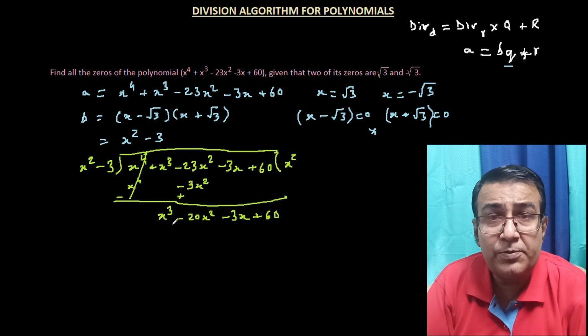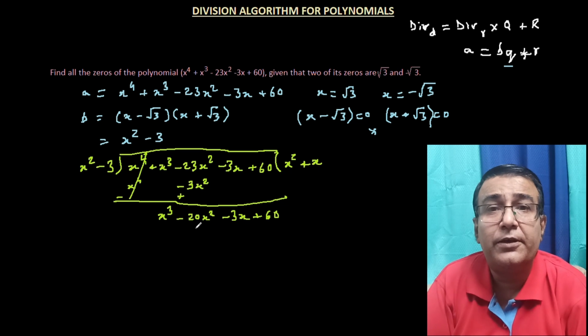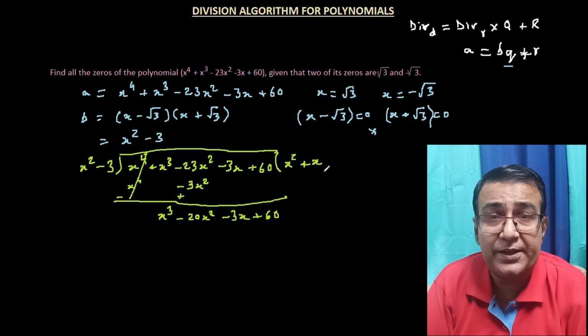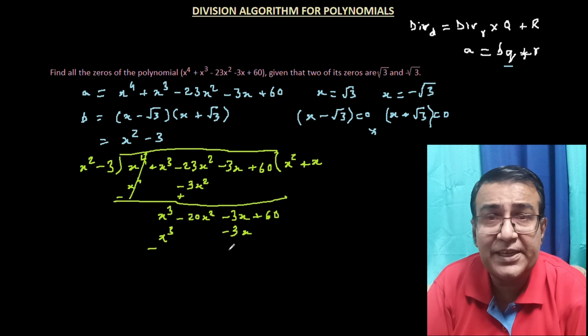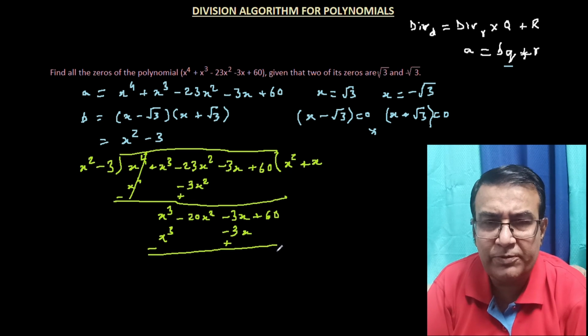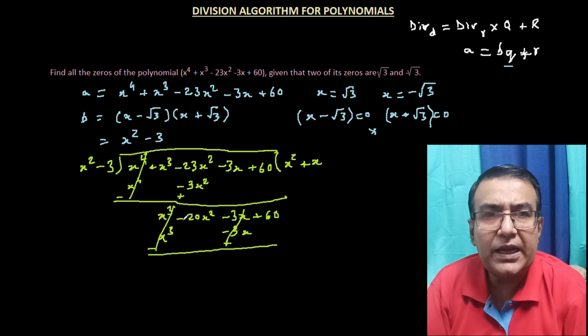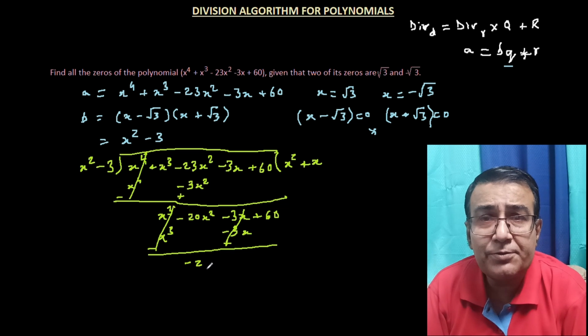Now again, x cube divided by x square gives us plus x goes into the quotient, and plus x times x square gives us x cube, and plus x times minus 3 gives us minus 3x, which can be written down below the minus 3x. Since we have to subtract it, this becomes negative, this becomes positive, both of them can be cancelled out, and we are left with minus 20x square plus 60.